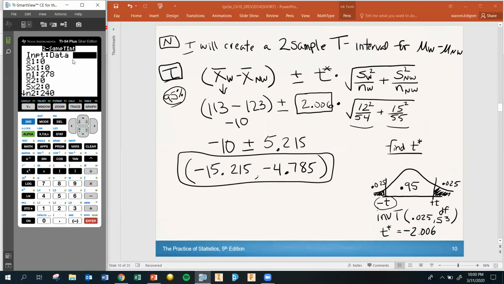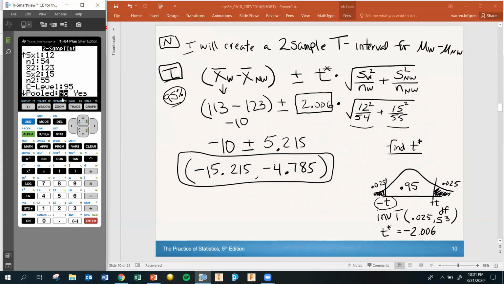Actually, I don't have the data. I don't have the actual scores for these 50 some babies in each group, but I do have the statistics. So group number one, the babies that used walkers had a mean score of 113. They had a standard deviation of 12, and they had a sample size of 54. Group number two, the babies that did not use the walkers, had a mean score of 123, a standard deviation of 15, and there were 55 of them. And I'm going to plug in the confidence level we want is 95.